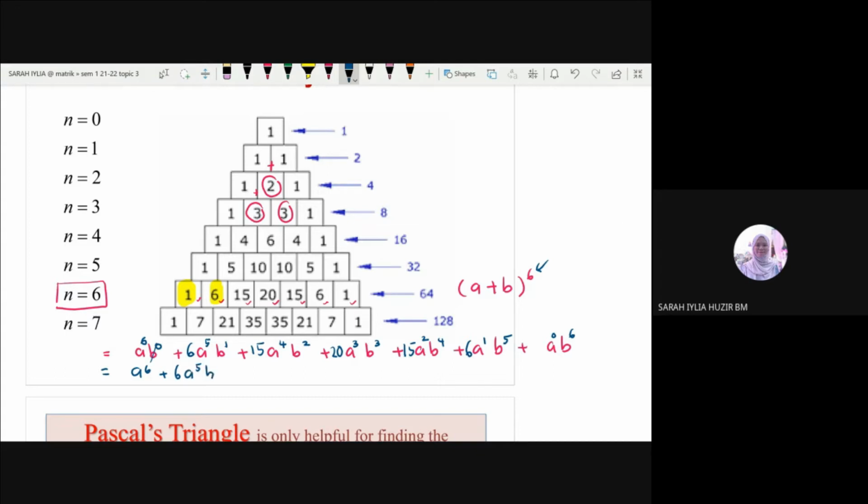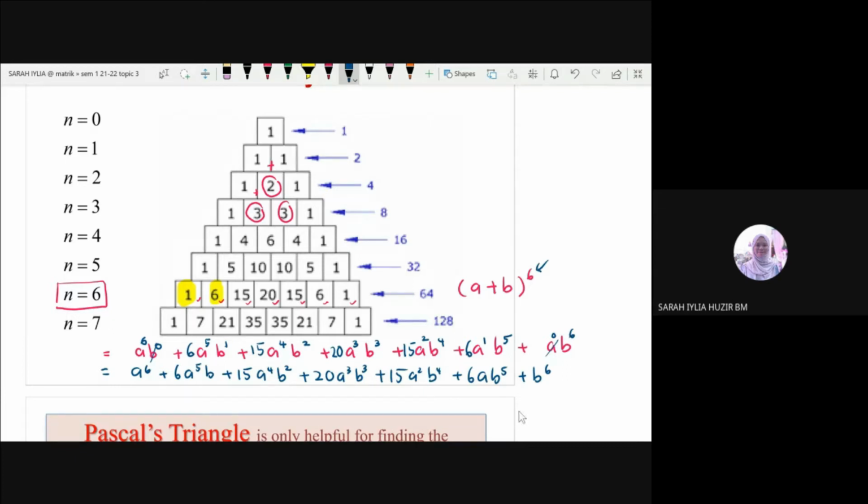So finally we will have A to the power of 6 plus 6 A to the power of 5 B plus 15 A to the power of 4 B squared, 20 A cube B cube, 15 A squared B to the power of 4, 6 A B to the power of 5, and then last one B to the power of 6. Itu cara kita expand using Pascal triangle.